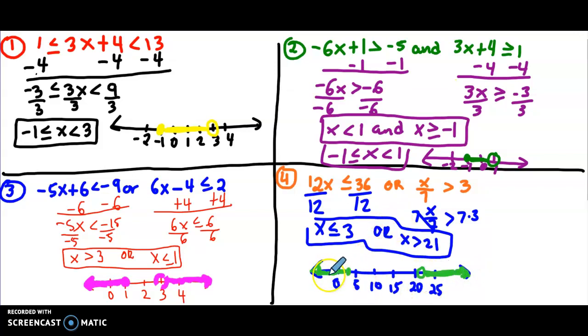Similar to before, anything in the shaded area works. So if you grab 0 and you put it in, you should be getting a true statement. Let's try it. If you put 0 in here, you're getting 0 is less than or equal to 3. If you put 0 in here, you're getting 0 is greater than 21. It doesn't work for this, but it works for this. So remember, with an OR problem, it has to work for one and you're good to go. Same here. If I get 25 and I tested, 25 would be working for this, but not for that. But because it's an OR problem, I'm covered from this and I'm good to go.